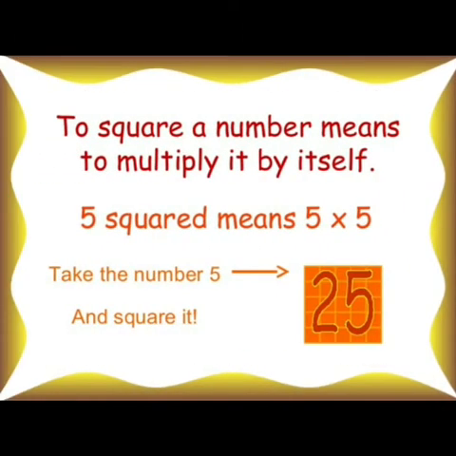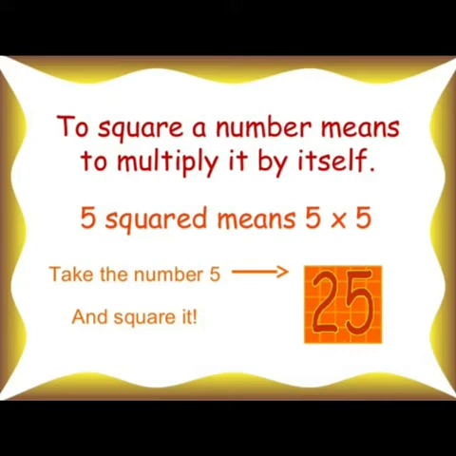So, to square a number means to multiply it by itself. A number multiplied by the same number, that is called a square. What does 5 squared mean? It means 5 into 5. Suppose I take the number 5 and square it. That is 5 into 5. What answer do we get? 25. So this is the square.